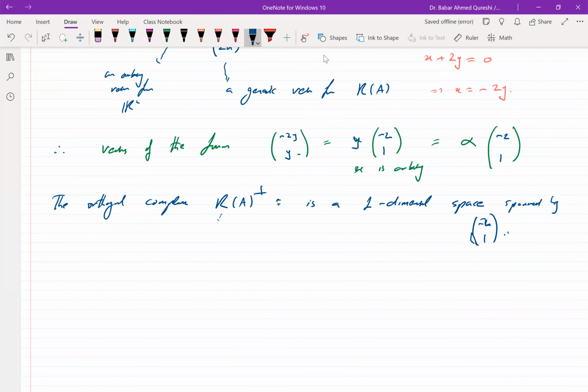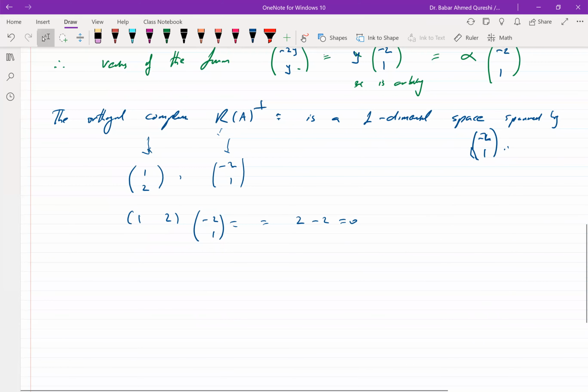And you can check very quickly. The original space was spanned by 1 and 2. And this is spanned by minus 2 and 1. And the scalar product of these two vectors in the respective bases of the two spaces gives you 2 minus 2, 0. They are orthogonal. So if you multiply them with some numbers, everything you generate like that stays orthogonal. So that's the orthogonal subspace.